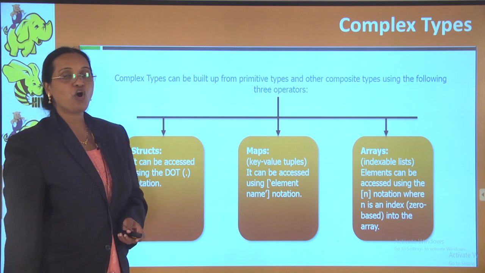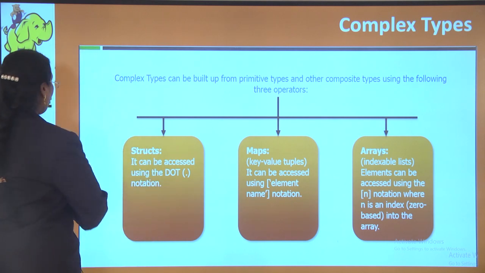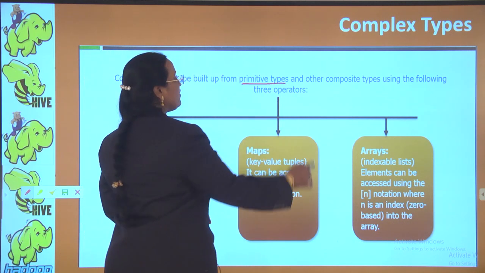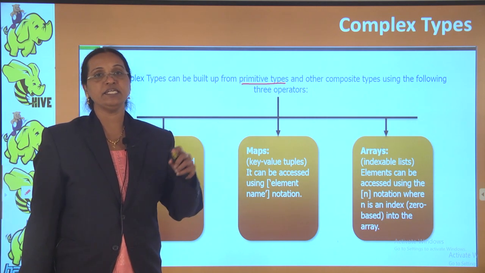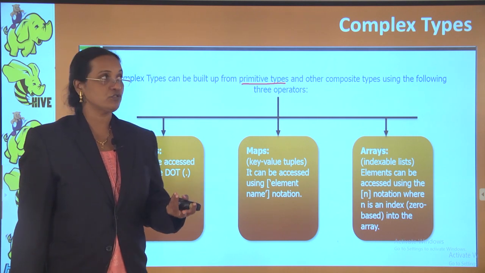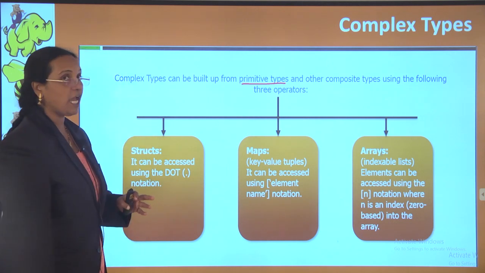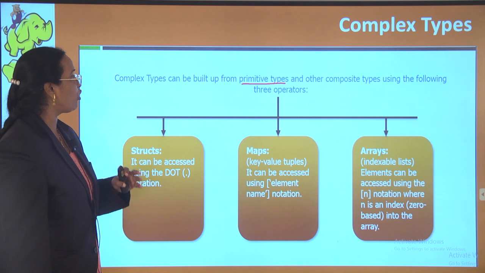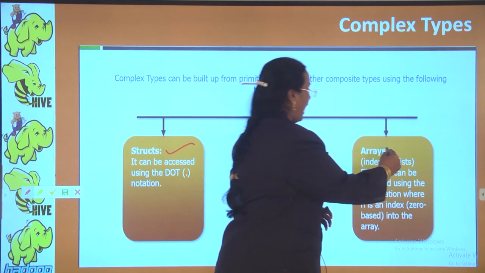The next type is complex types. Complex types are built on the primitive types. In the previous slide we have seen the primitive types: integers, small int, big int, double values, precision values, and so on. Complex types can be built on primitive types and other composite types using the following three operators: structs, maps and arrays.